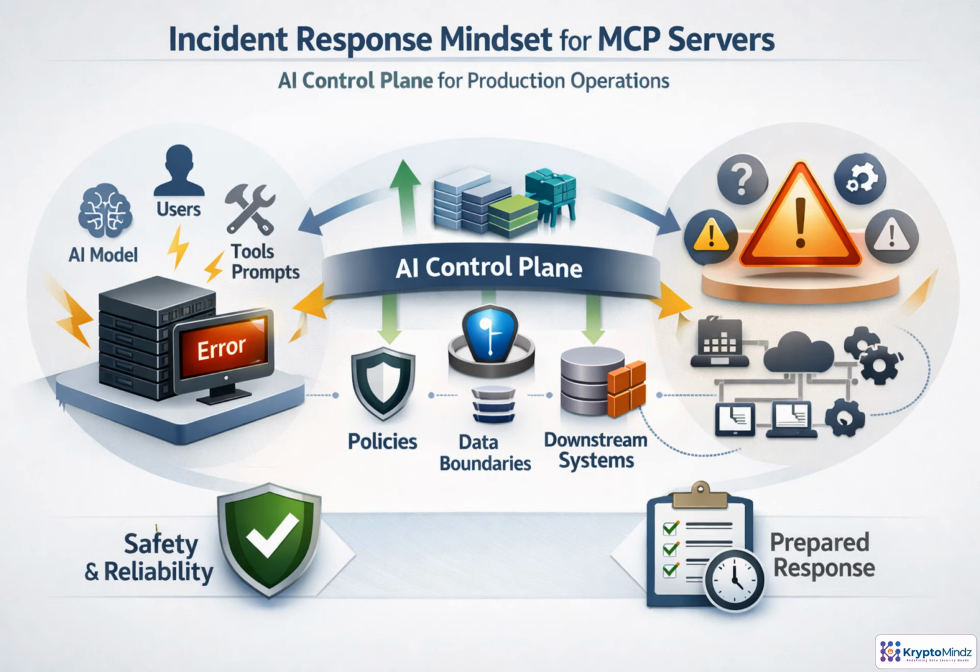An MCP server is more than an application endpoint. It acts as a control plane where users, models, prompts, tools, policies, data boundaries, and downstream systems interact. That changes how incidents look. A problem might be a normal outage, but it could also be an unsafe tool call, a prompt-driven policy bypass, tenant data exposure, or an action the model should not have triggered. The response mindset is safety plus reliability. Teams need logging, escalation paths, kill switches, and rehearsed decisions before uncertainty arrives.